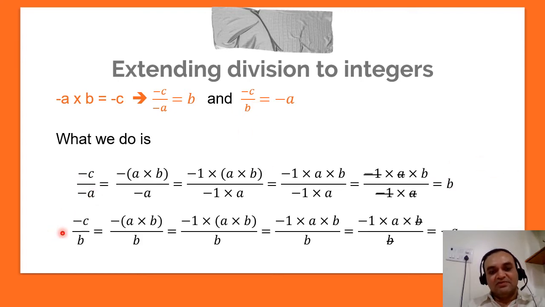Similarly, if we want to do minus c by b, we will again factorize c as a times b. The minus sign, we'll write as minus 1 times a times b, and here we'll just cancel the common factors. So b is a common factor and we are left with minus 1 times a, and the answer is minus a. So that's the general rule. When we are given any numerator and denominator, we just factorize numerator and denominator and cancel the common factors.